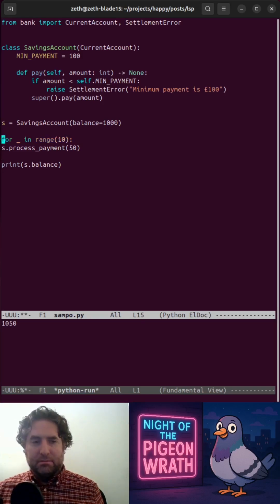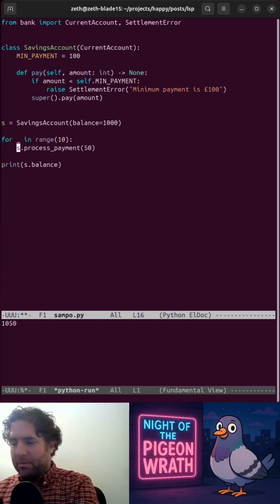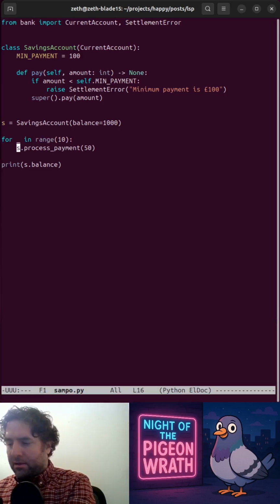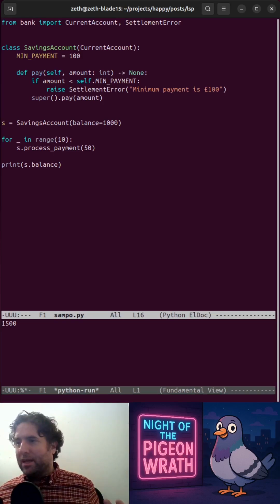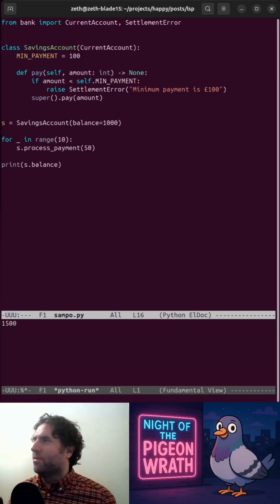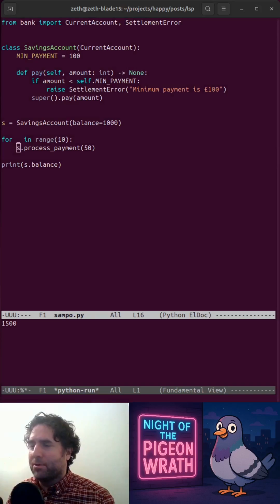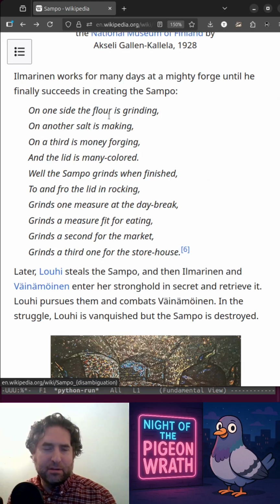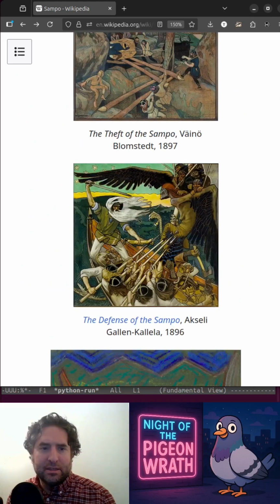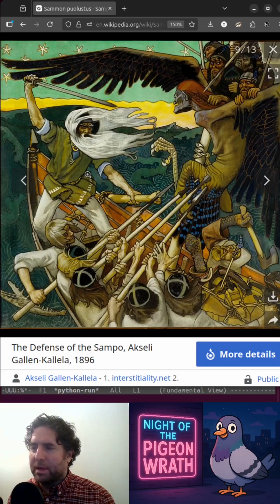And this person goes, this is interesting. Let me make some more payments. So they start with a balance of 1,000. They make 10 payments and now they have £1,500. So what we've accidentally done is created a sampo, a 3D printer that can print flour, salt, and money. This is Wainamoinen, who Tolkien based Gandalf on, and he's fighting the baddies over the sampo.